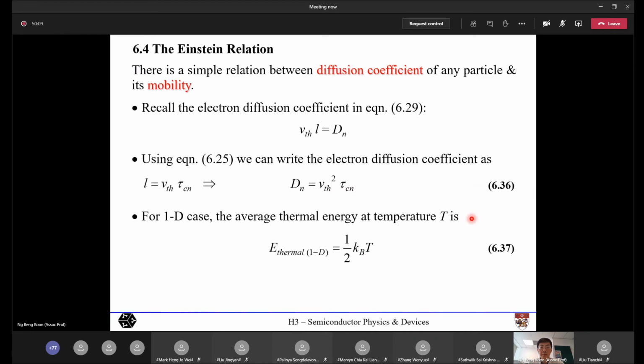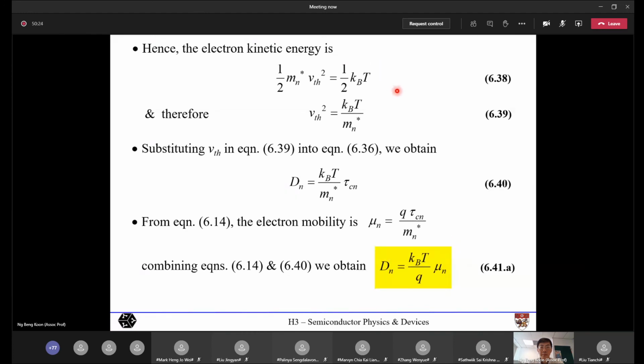Now, if we consider a one-dimensional case, the kinetic energy of your electron will be just half kBT. So if you equate half m v squared to half kBT, where in this case we have to use the effective mass of electron because it's in the semiconductor. And the velocity in this case will be the thermal velocity of your electron.